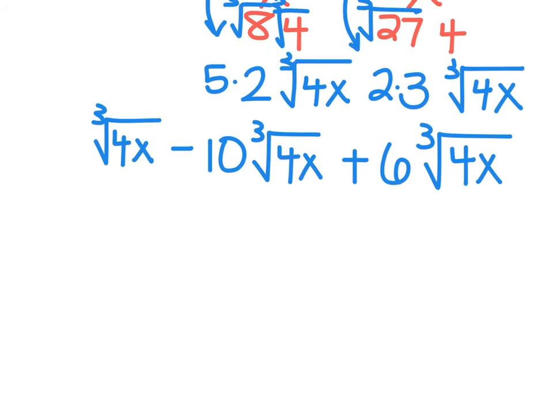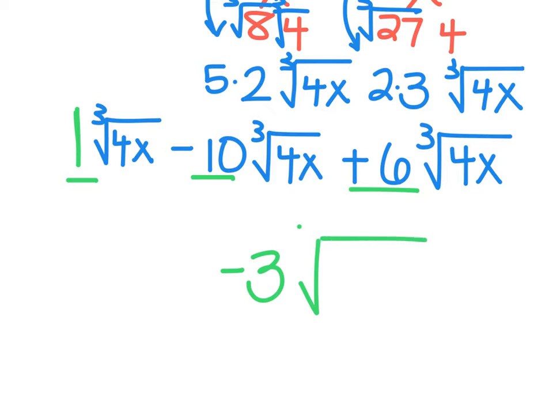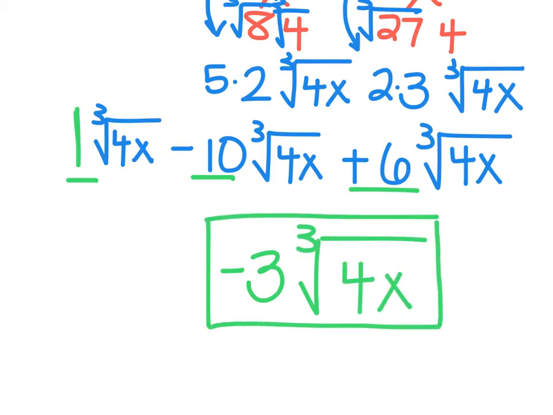All right, now just add up your coefficients. This is an invisible 1. So we have 1 minus 10, which is negative 9, plus 6, which is negative 3. So I have a negative 3 times the cube root of 4x, and that's my answer. And we're going to move on.